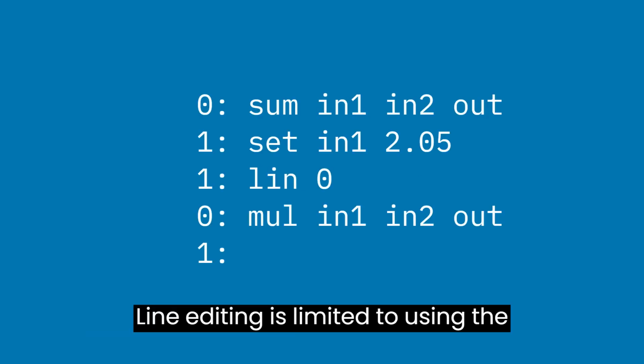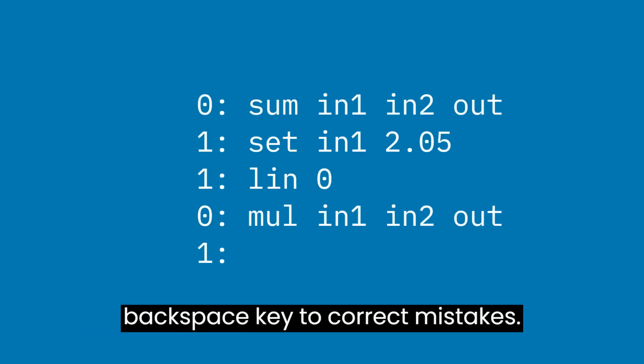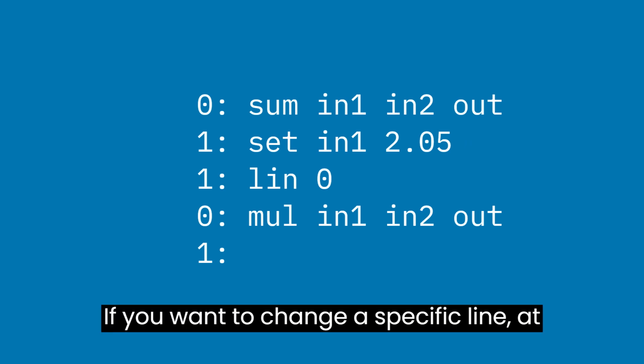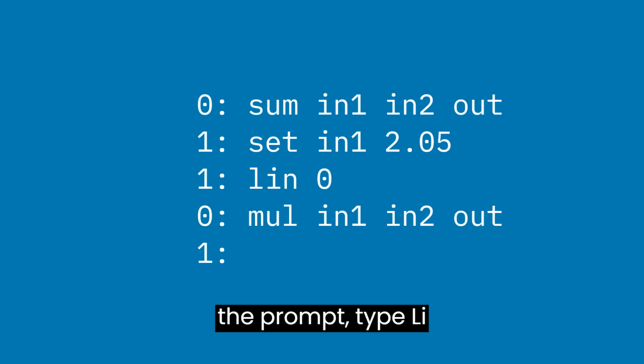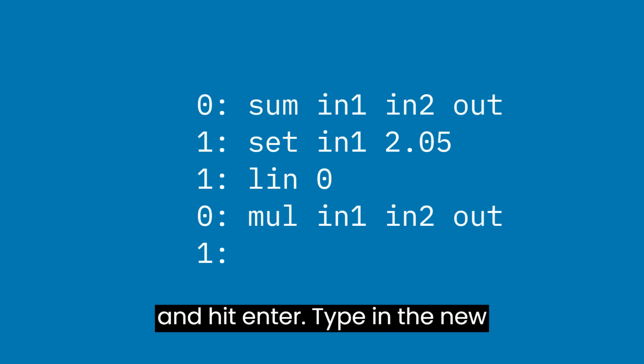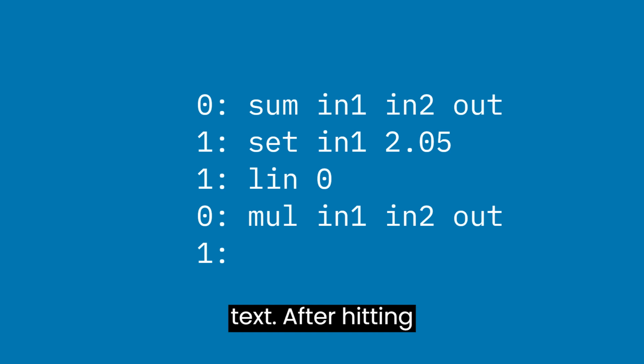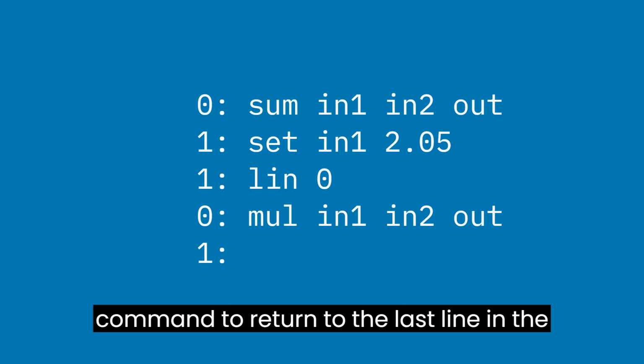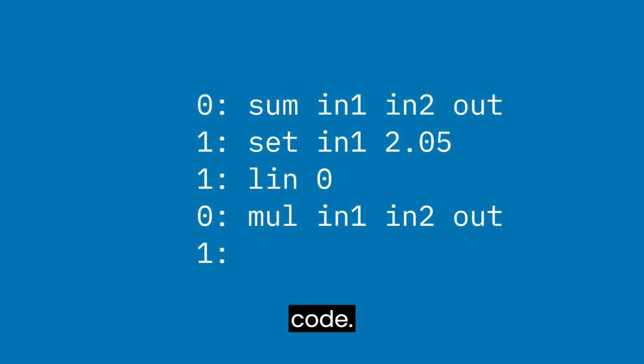Line editing is limited to using the backspace key to correct mistakes. If you want to change a specific line, at the prompt type LIN space, the line number, and hit Enter. Type in the new text. After hitting Enter, use the LIN command to return to the last line in the code.